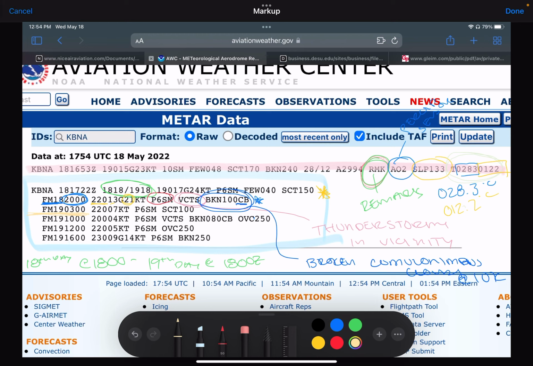And then after that, we've got the 19th day of the month at 1200 Zulu. We've got our winds again, 220 at 5 knots, plus 6 statute miles of visibility, overcast at 25. So it looks like things are going to be clearing up. And then our last forecast for this period is going to be from the 19th day of the month, 1600 Zulu. Winds are going to be 230 at 9 knots, gusting 14, plus 6 statute miles of visibility, which we love to see, and then another broken layer at 5,000.